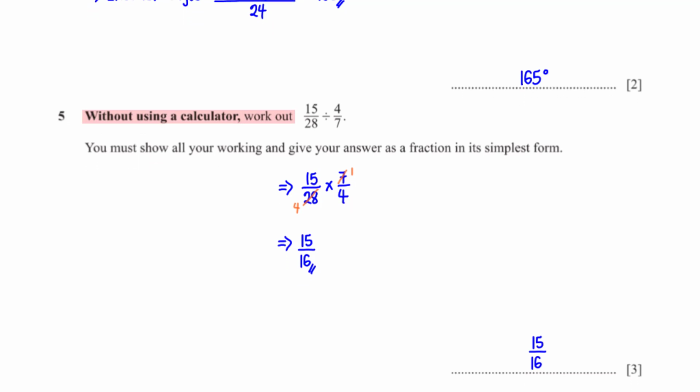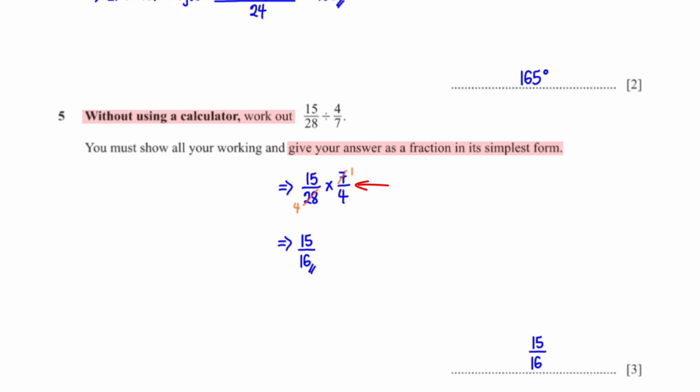Without using a calculator, work out 15 over 28 divided by 4 over 7. You must show all your working and give your answer as a fraction in its simplest form. In the first step, we have 15 over 28. Then we replace the division with multiplication. Then we bring in the reciprocal of 4 over 7, which is 7 over 4.